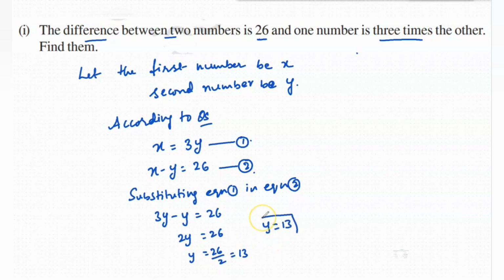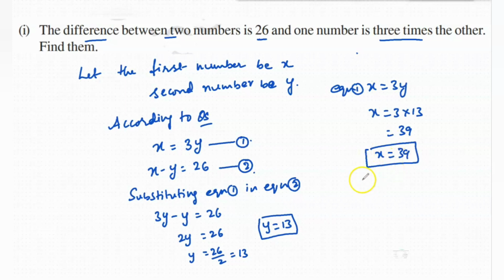Now keeping this in equation 1, substitute y is equal to 13 in equation 1. Equation 1 is x is equal to 3y. x is equal to 3 times 13, which is 39. So x is equal to 39. So we got the two numbers as 39 and 13. First number 39, second number 13. Okay, so this is the answer for the first bit.